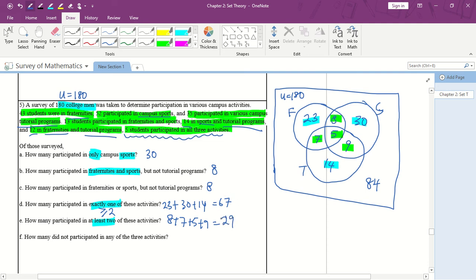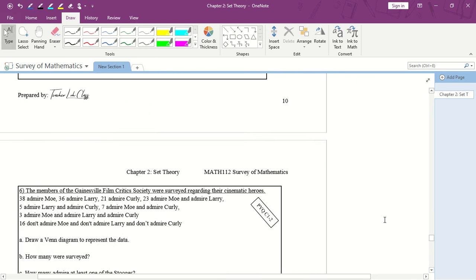Okay. And the last one, how many did not participate in any of these 3 activities? And of course, the answer will be 84, because they are out of the region here. Okay, so that's simple, and we got the answer for all of this. Let's move on to the next question.